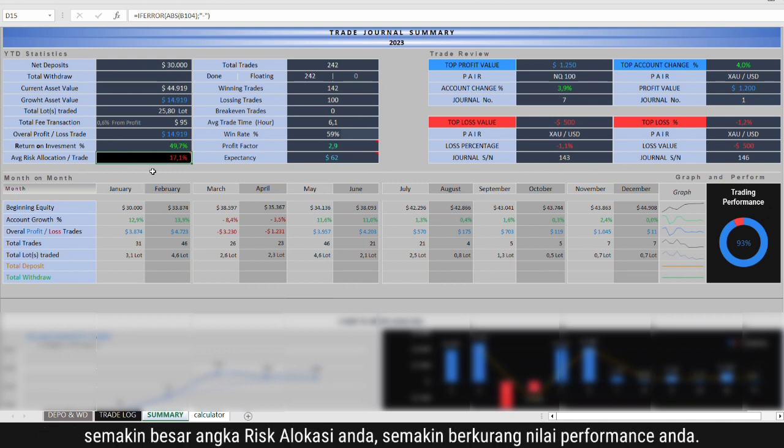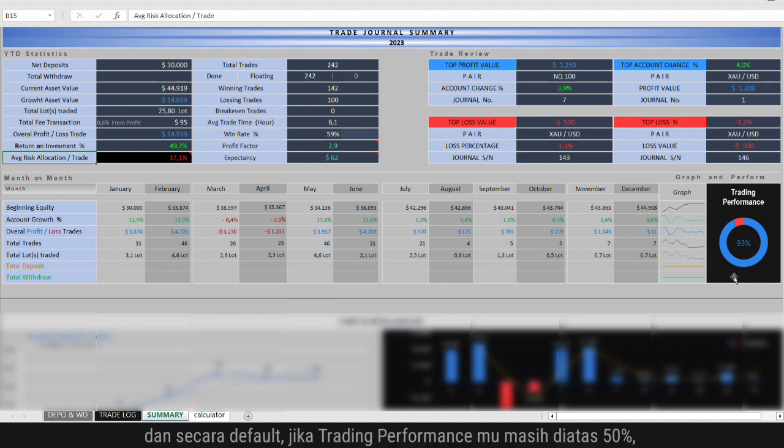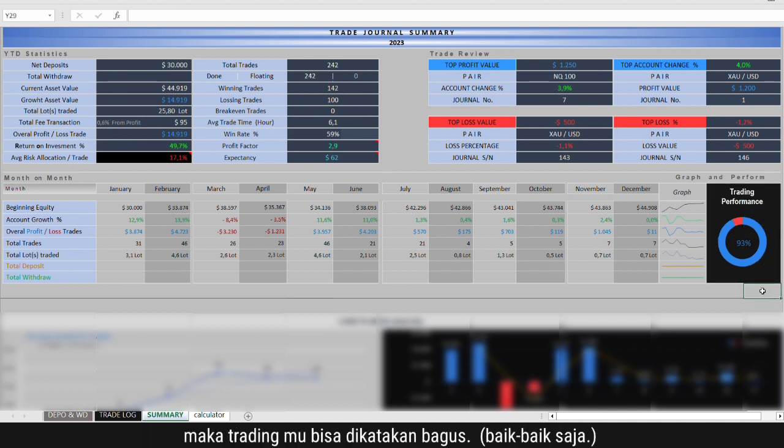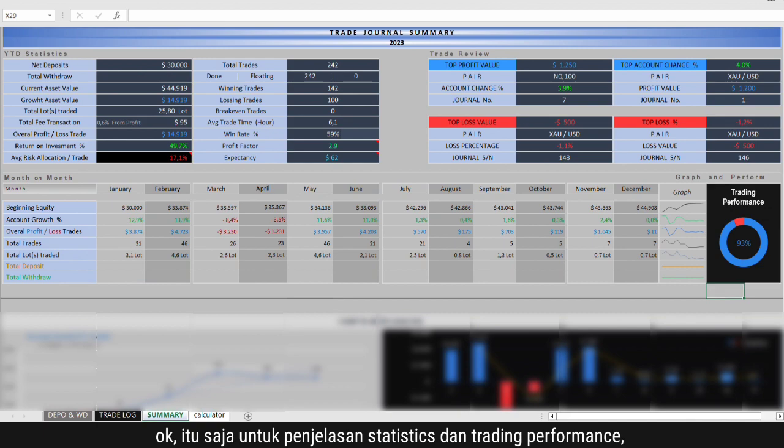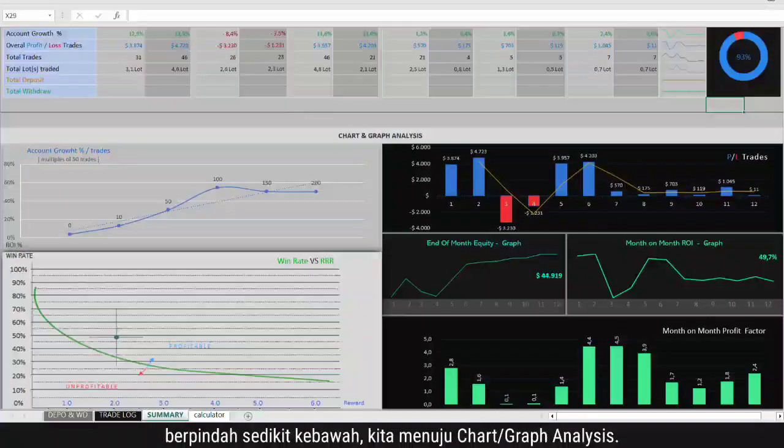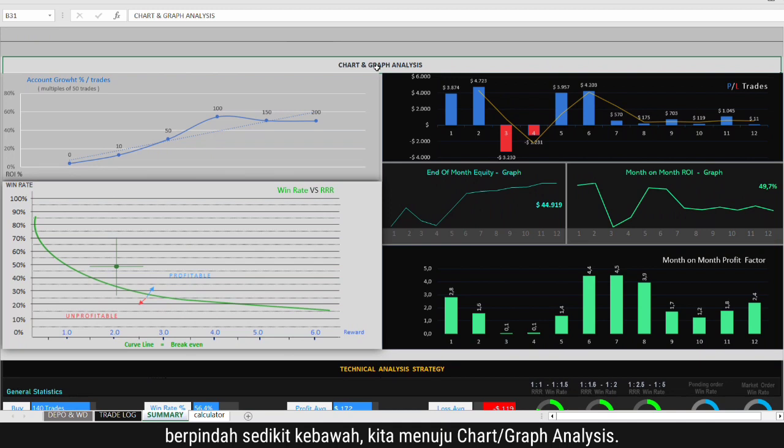The more you increase your risk allocation, the more your performance number will decrease. And by default, if your trading performance is still above 50%, let's say, then your trading is still pretty healthy. Okay, that is for the statistic and trading performance. Now let's move down a bit to chart and graph analysis.